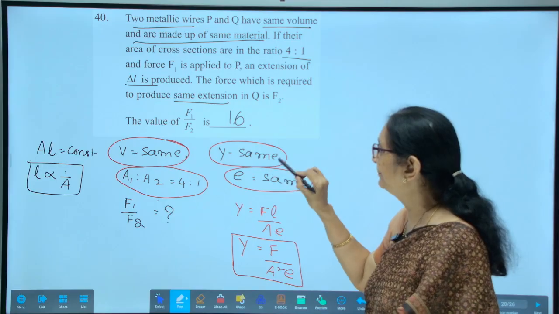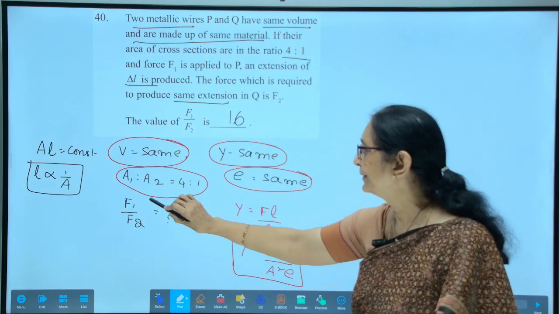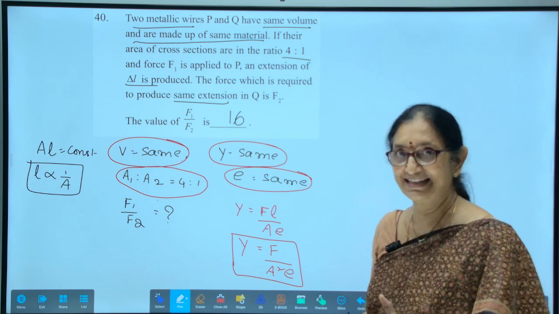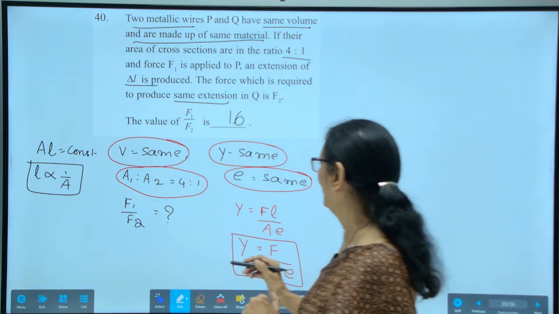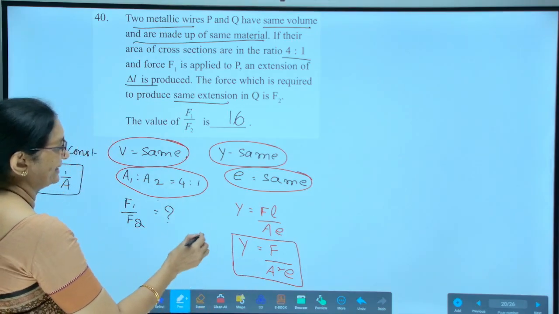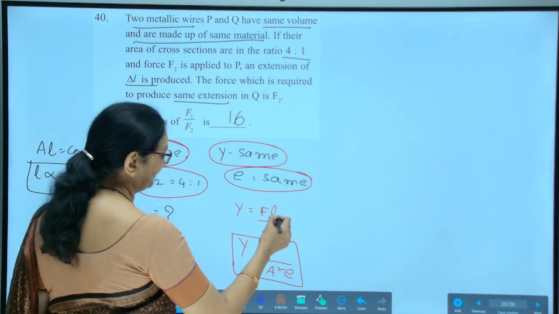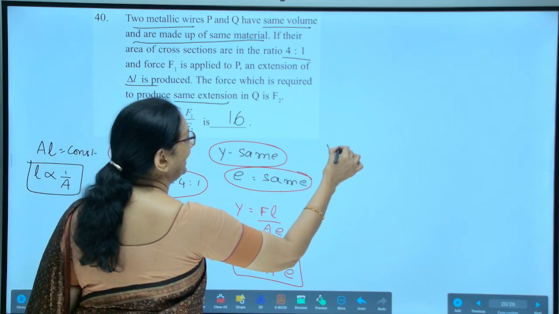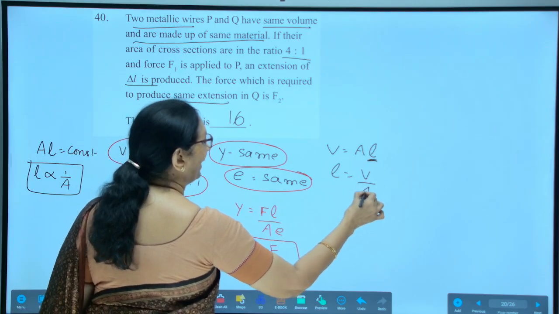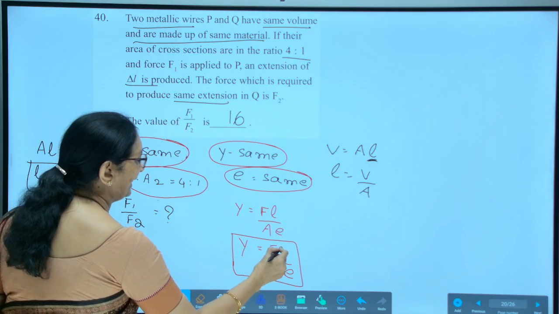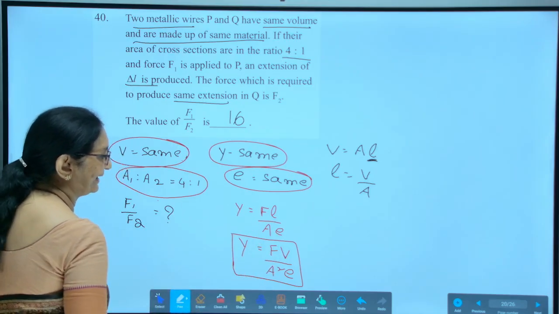So volume is the same, Young's modulus is the same, extension is the same, the ratio of areas of cross section is given, and the forces applied are asked. See here, we know only one formula, Y is FL by A delta L. Now here they didn't mention anything about length. So if they don't mention anything about length, V is equal to A into L, from which L is equal to V by A. Substitute V by A in place of L, you will be getting Y is equal to FV by A square delta L.